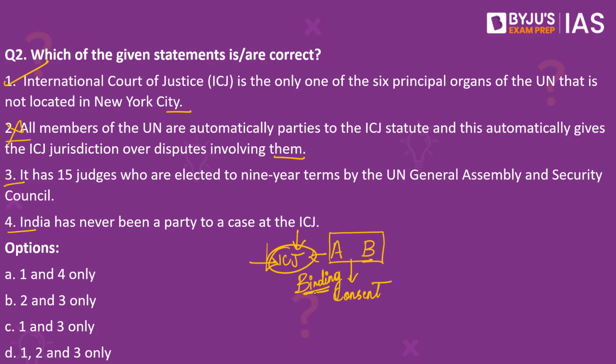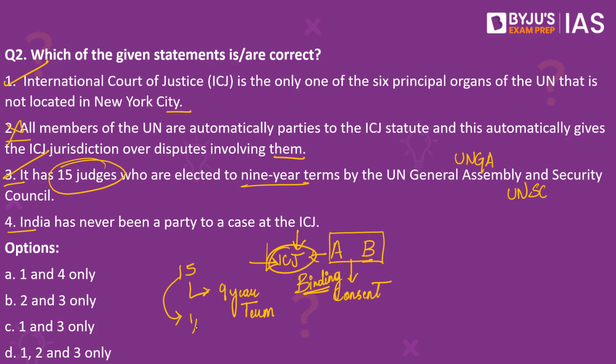Now let us talk about the judges of ICJ. See, the ICJ has 15 judges that are elected to a 9-year term. And they are elected by the United Nations General Assembly as well as the Security Council, and both these organs vote simultaneously but separately. So statement number 3 is correct. Also note that 1/3 of the court is elected every 3 years. And 4 Indians so far have been members of the ICJ. If you know who, let me know in the comment section.